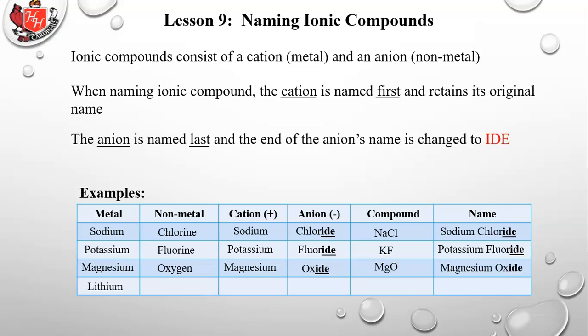And one more, lithium. The nonmetal being sulfur. The cation is lithium, keeps the same name. The anion is sulfide. The compound is Li2S. And the name is lithium sulfide. So that's very simply how you name ionic bonds that involve the group 1 and 2 elements. Those are the alkali and alkaline earth metals in the first 2 columns, as well as any of the nonmetals.